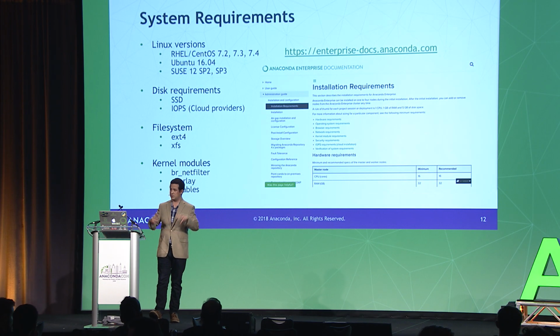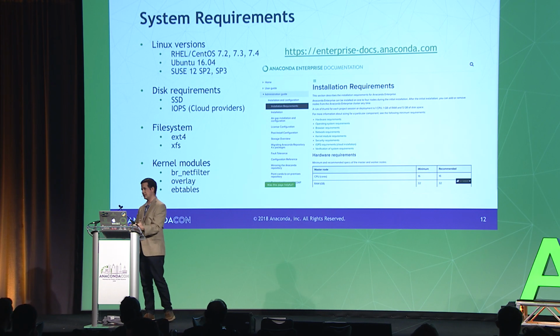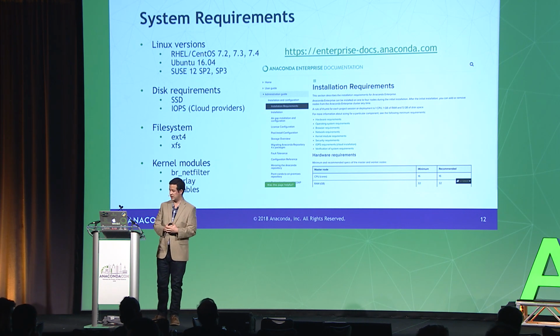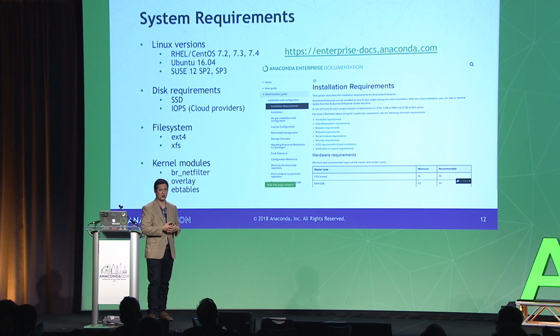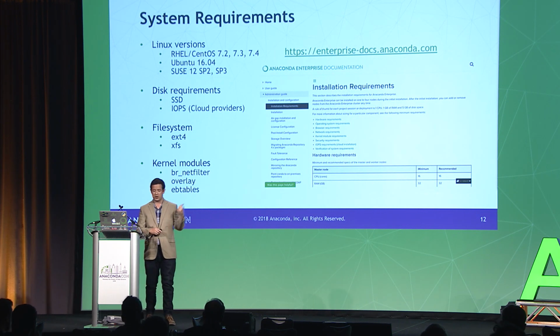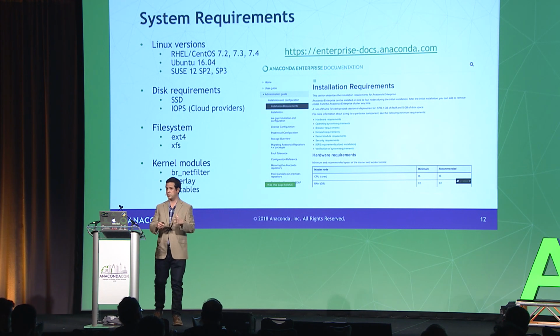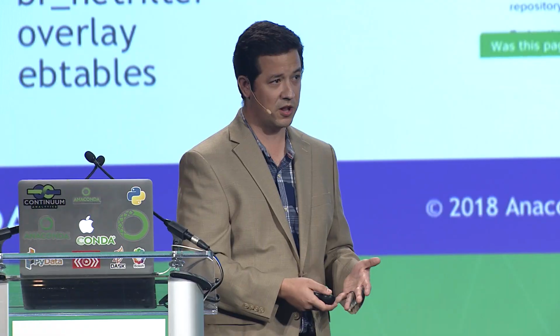Disk requirements, right, because this is a distributed cluster that needs to keep in sync with each other. Usually SSDs are recommended, and there's certain IOPS requirements we'll talk about in the cloud section of what that actually looks like. File system, typical Linux file system types, and kernel modules that are supporting running Docker in production. Our documentation walks through this and more. And the good news is there's pre-flight checks in every Anaconda Enterprise installer that checks all this for you.